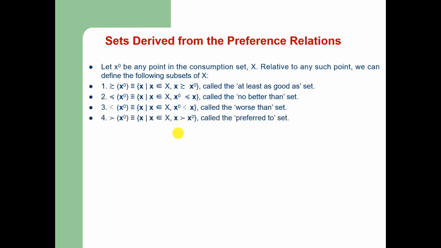Then we have the preferred to set, and this relation preferred to x naught is the set of x bundles such that x is in the consumption set, and x is preferred to x naught bundle, and this is called the preferred to set. Finally, we have the indifference set, and for this we use tilde. So here this is a set of x such that x is in the consumption set, and x is indifferent to x naught, and we call this the indifference set.